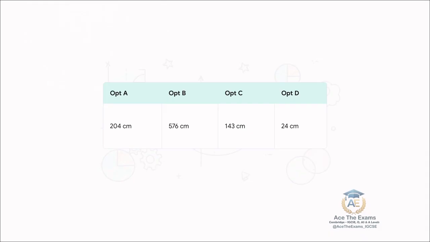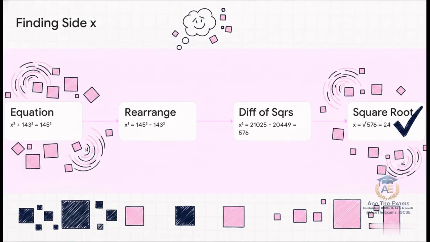They are trap answers for students who accidentally add instead of subtract in their formula. You've instantly reduced this to a 50-50 guess before writing down a single equation. That is how you play the game. Let's run the actual numbers through our rearranged Pythagorean formula.